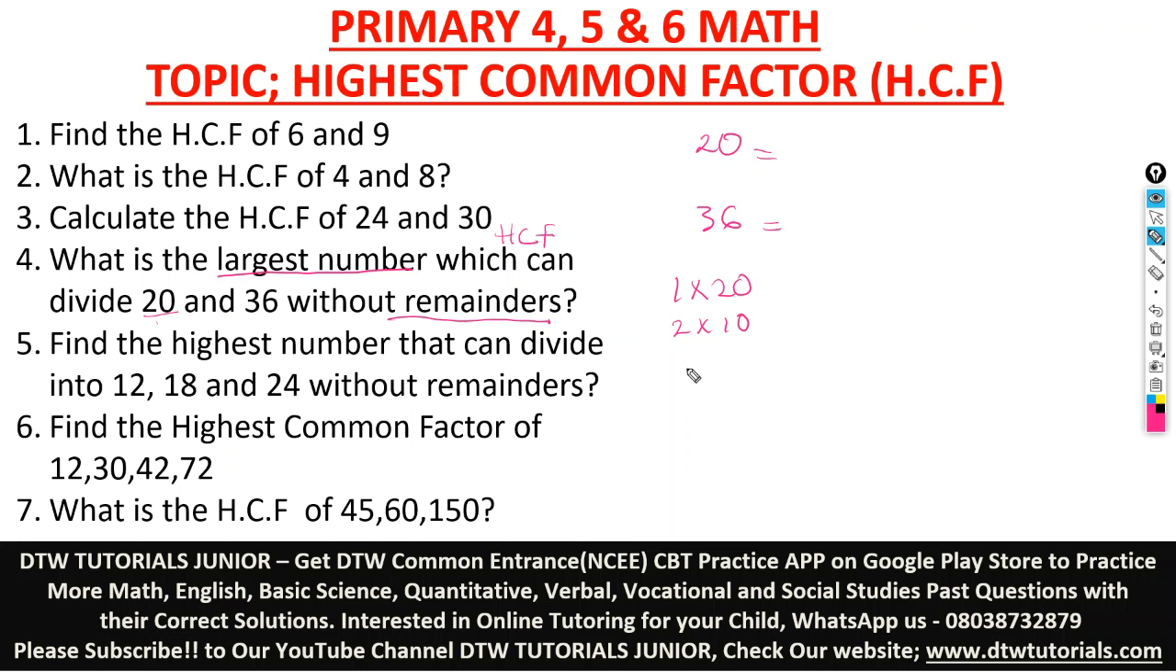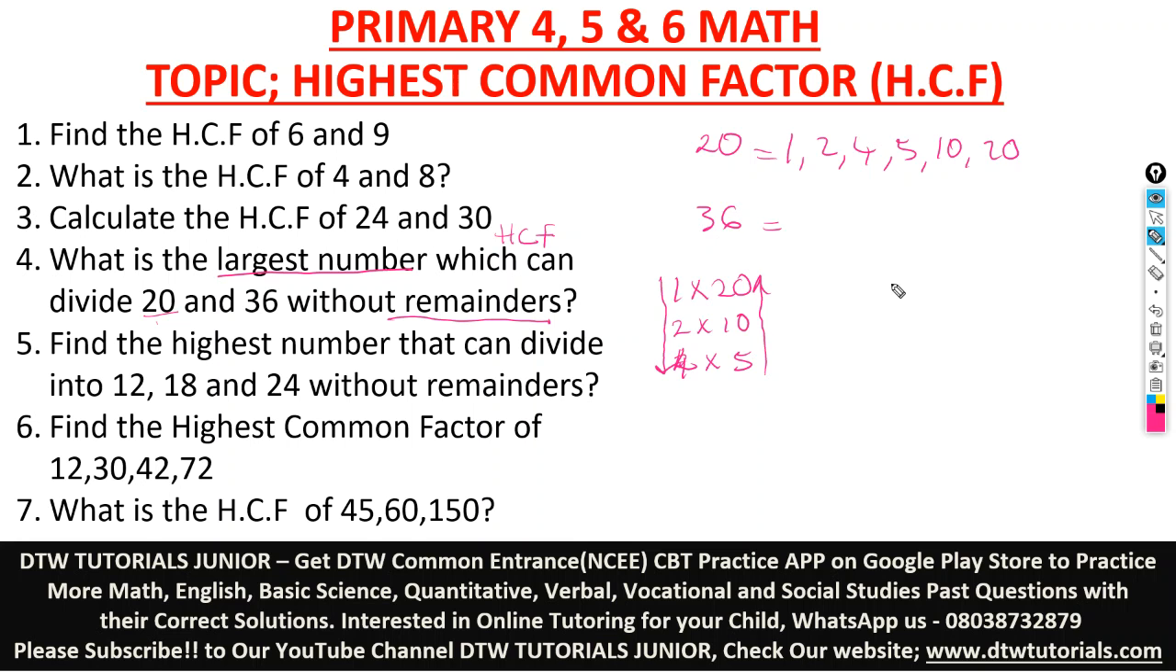Is there any other one? Yes, we also have 4 times 5. On the 3 times table, there's nothing that will give you 20, but on the 4 times table, something is going to give you 20, which is 4 and 5. 4 times 5 would give you 20. So they are the factors of 20. Any other thing? Nothing else. So these are the factors: 1, 2, 4, 5, 10, and 20. Do you see that, kids?